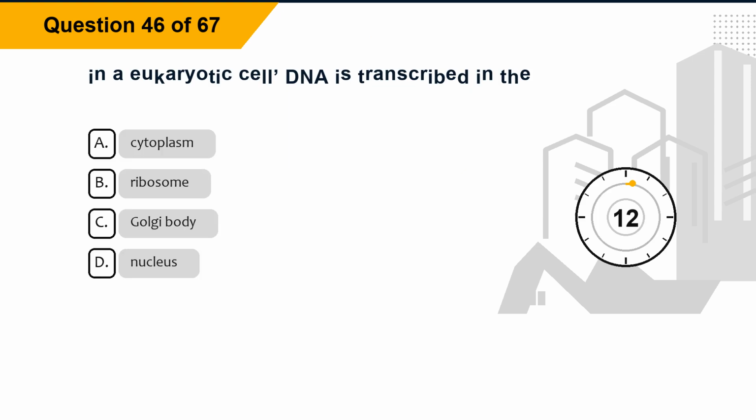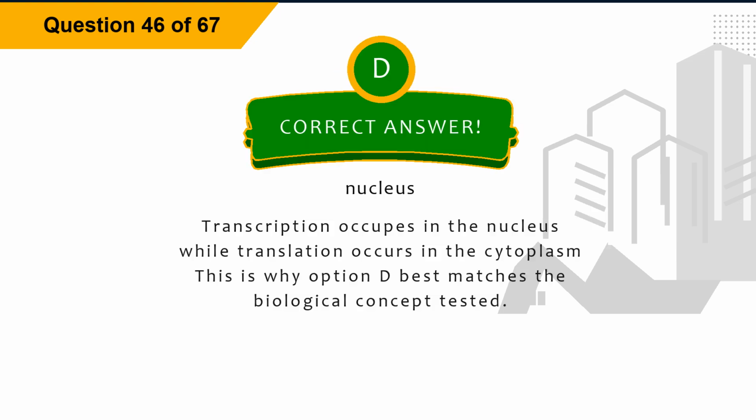Question 46. In a eukaryotic cell, DNA is transcribed in the: Option A. Cytoplasm. Option B. Ribosome. Option C. Golgi body. Option D. Nucleus. The correct answer is option D. Nucleus. Explanation. Transcription occurs in the nucleus while translation occurs in the cytoplasm. This is why option D best matches the biological concept tested.